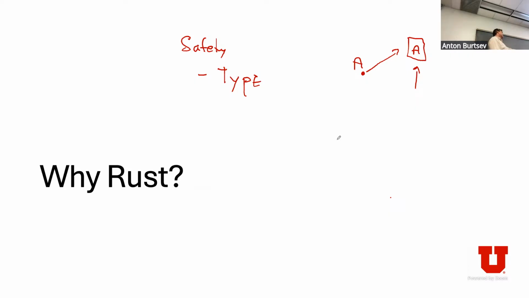We did a study of vulnerabilities in the Linux kernel. Those are quite common, right? So you want to make sure that the type matches. That's called type safety. What else? Spatial.